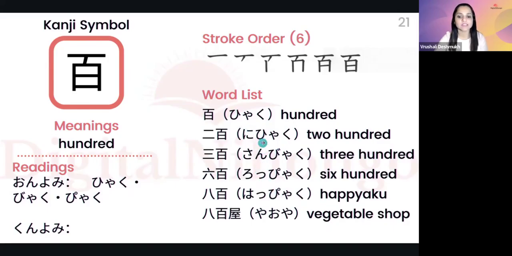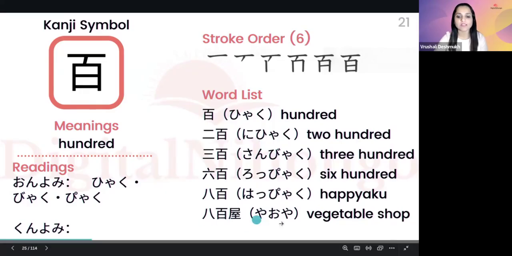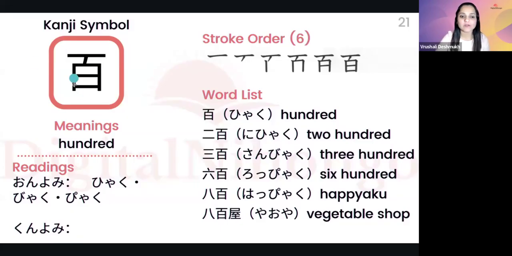Otherwise it is Yaku. And this is a word Yaoya, which is for vegetable shop. This is a different word, but that word also has this kanji, so it is included in the list. At least remember these words. How will you remember this kanji? If you see this, it is the kanji of sun and something like a hat here.